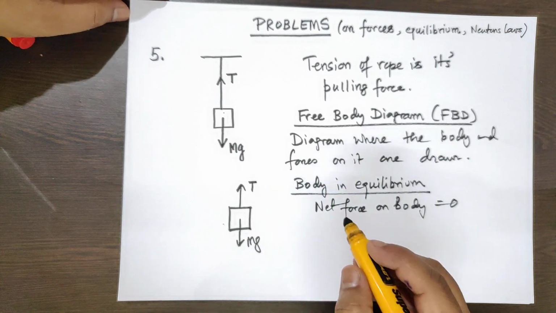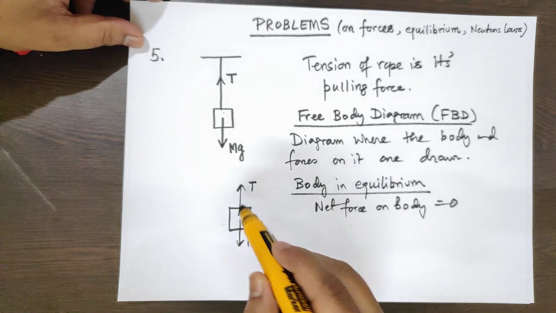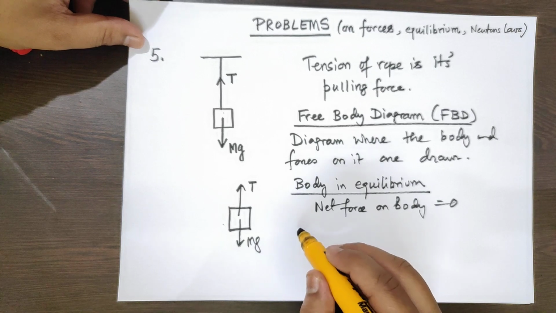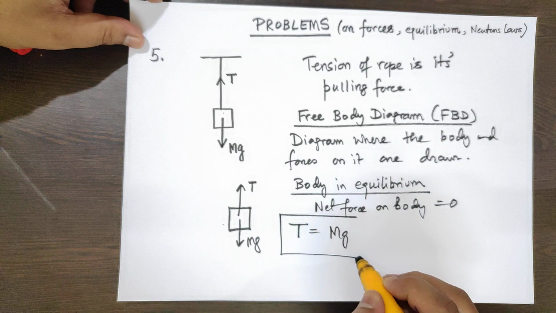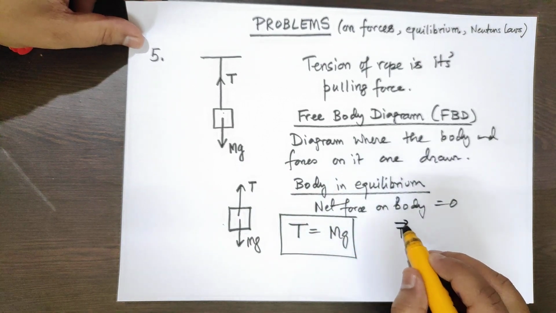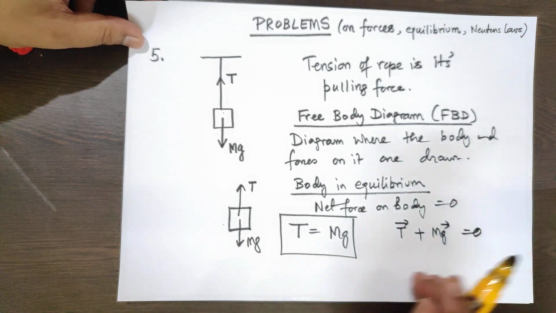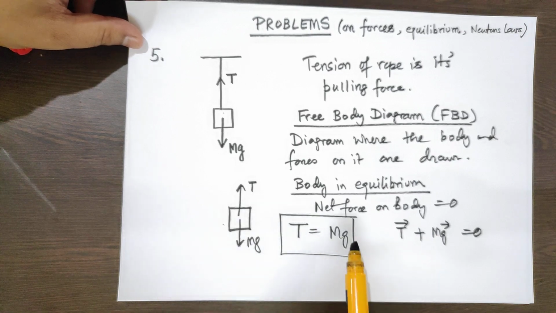When is the sum of these two vectors equal to zero? Their direction is like this, T upward and mg downward. Obviously, T is equal to mg. They are not vectorially equal; if you write as vectors, T plus mg vector is equal to zero. But we are dealing with magnitudes. This is the magnitude of tension, T, and this is the magnitude of the weight, mg.